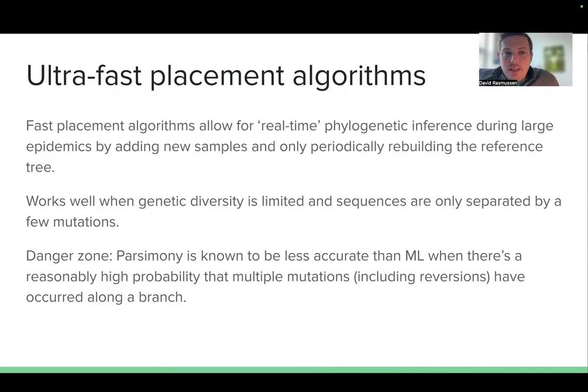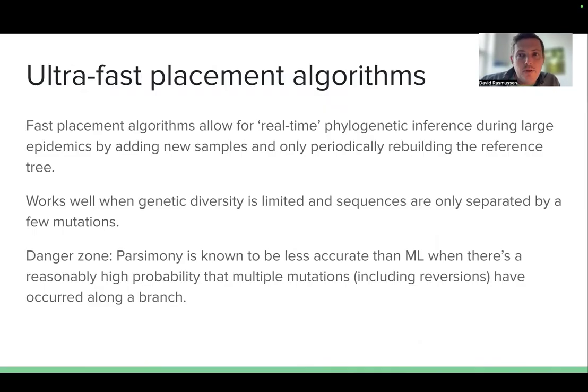So this strategy of using maximum parsimony and mutation annotated trees tends to actually work really, really well and be really fast, as long as the amount of genetic diversity in our sample is relatively low overall, and most sequences are separated from one another just by a few mutations.